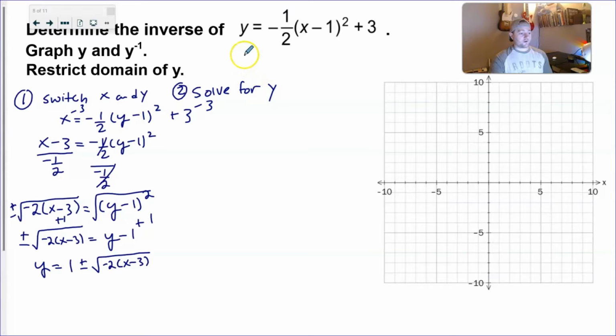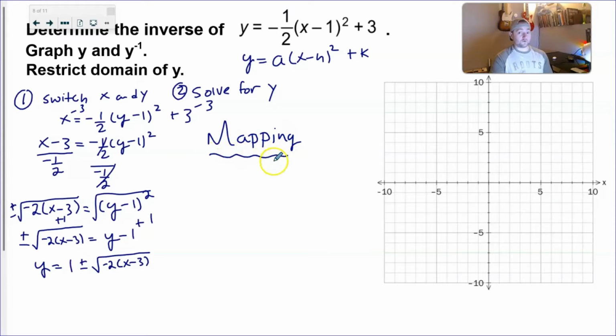What I remember is that vertex form is a(x minus h) squared plus k. So when I go to write my mapping rule, I'll write my mapping down here. I shouldn't use rule because people get mad at me when I use the word rule. It's not called the mapping rule. It's called the mapping, whatever.